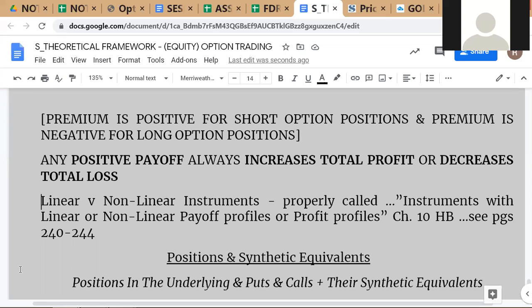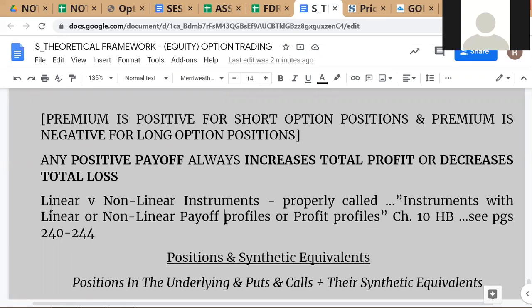Instruments with linear or non-linear payoff profiles, or even profit profiles. If you draw the profit profiles, it'll be the same thing. I have written payoffs because generally we talk about payoffs, because your decisions are based on the payoff figure that you see. Just like you saw here, Mukul deciding to buy because of a positive payoff. So we normally talk about payoff profile, but even the profit profile is non-linear.